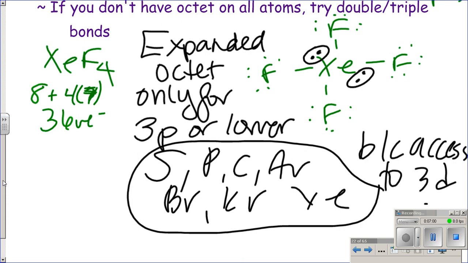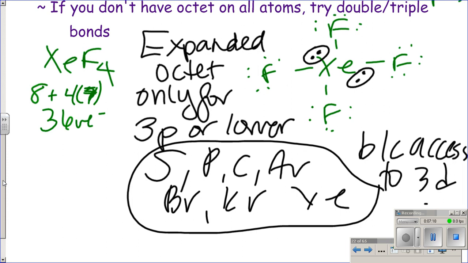But like nitrogen, you'll never see over octet. Oxygen, fluorine, never. Carbon, never. Because they don't have that. They're in 2P. Is there such a thing as a 2D? No. So they don't have access to that. That's why they only do octet, while some bigger, better atoms can do expanded octet.